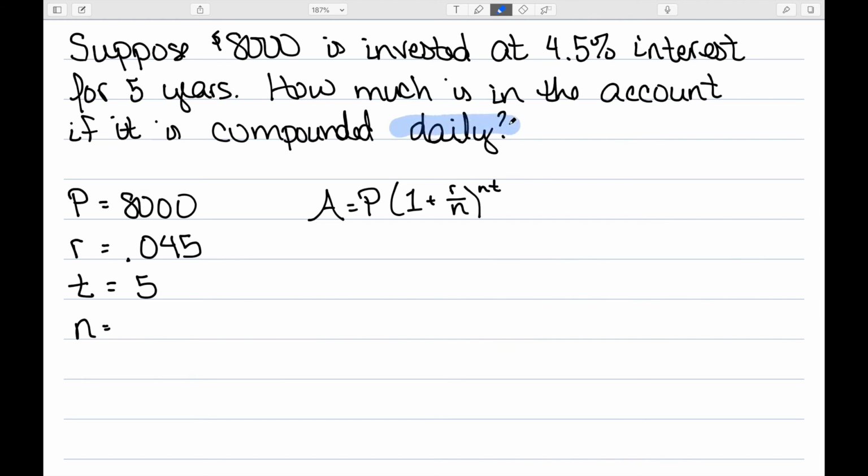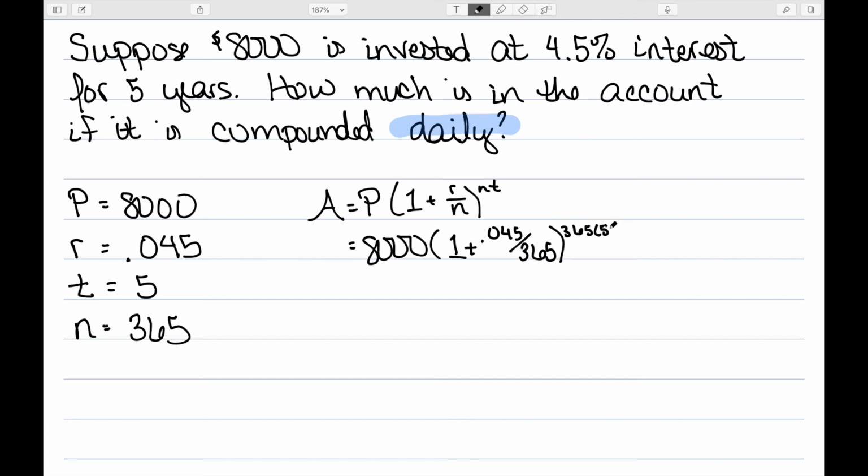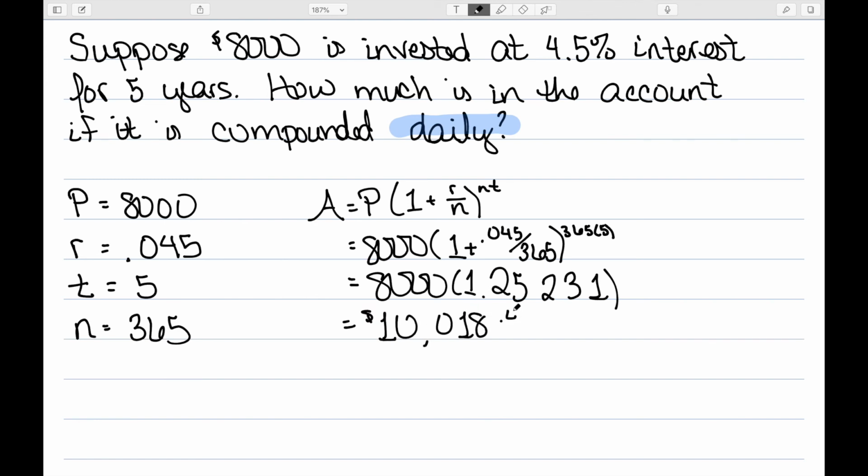This time I'm going to compound daily, so 365 times a year. This would give me 8,000 times 1 plus 0.045 over 365 raised to the 365 times 5 power. This gives me 8,000 times 1.25231, which gives that I would have $10,018.44. So we can see from these examples that the more times I compound, the more money would be in the account.